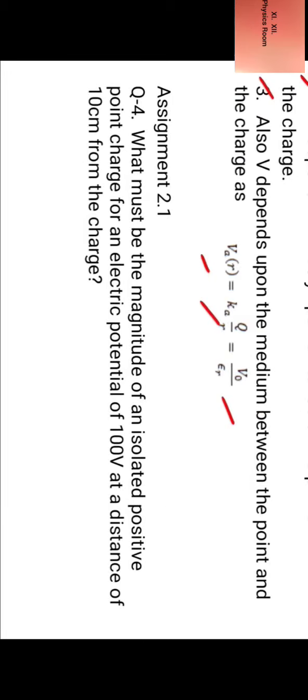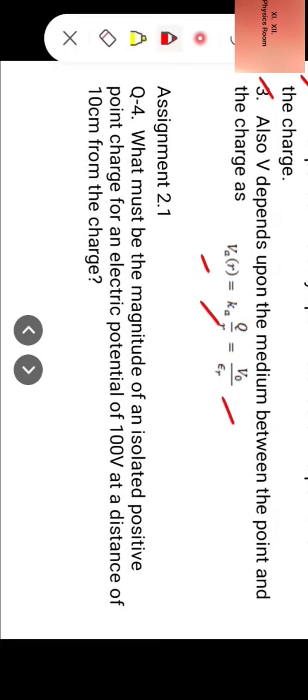Now assignment 2.1 continued. Question number 4. What must be the magnitude of an isolated positive point charge for an electric potential of 100 volt at a distance of 10 centimeter from the charge? Okay, just substitute the values and then find out the result.